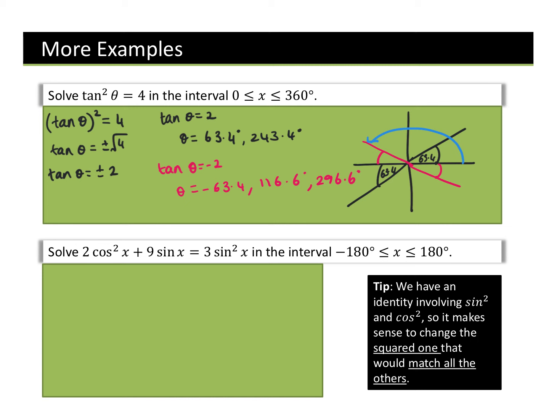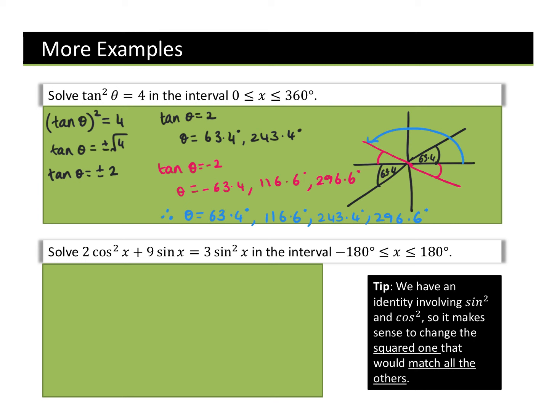So now I'm going to double check my interval. My interval is between 0 and 360, so now I'm going to write my final answer. So therefore, theta equals 63.4 degrees, because the negative is not going to be included, 116.6 degrees, 243.4 degrees, and 296.6 degrees. And there we should have 4 answers.